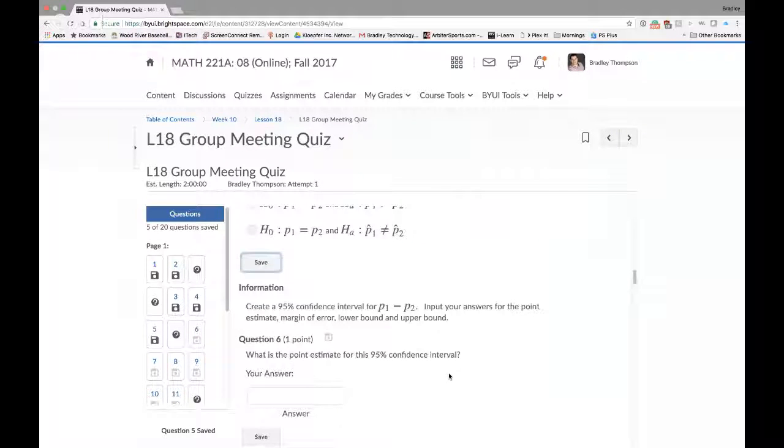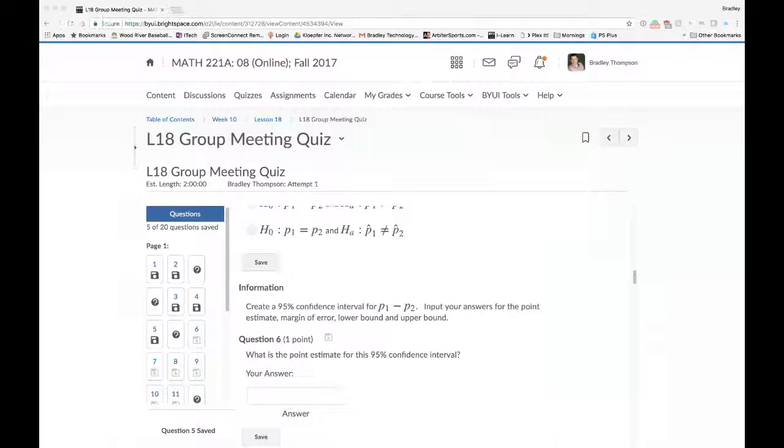Create a 95% confidence interval for P1 minus P2. What is the point estimate for this 95% confidence interval? Point estimate, is that the p-value? P1 minus P2 is what they're asking for. So 0.743 minus 0.712, 0.031.